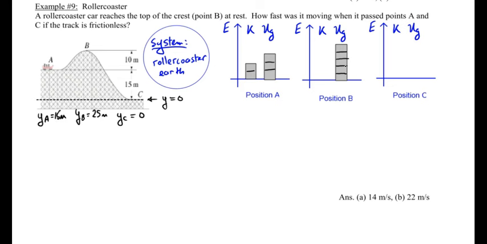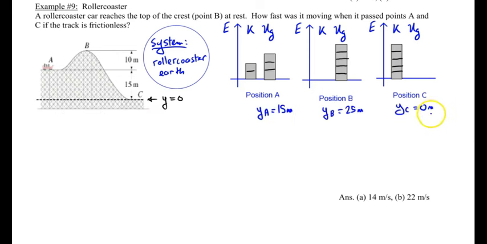And then when I get to point C, where that reference level has no more gravitational energy because its height is 0, then I'm going to have entirely kinetic energy. Now, it may help to put down what you know at each position. Let's put these things over here.